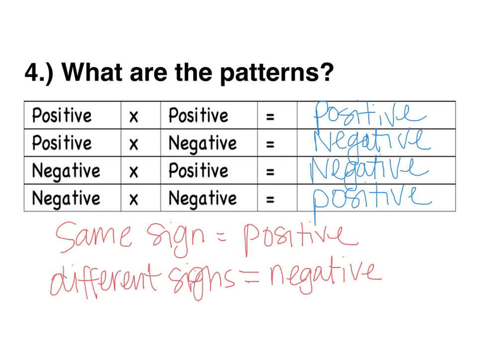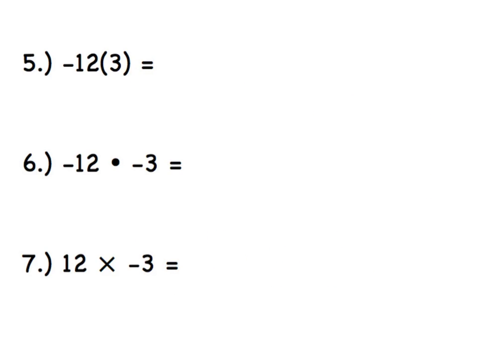So a pattern that might be helpful to notice is that if you're multiplying the same sign, so in this case positive times positive and negative times negative, then the answer will be positive. But if you're multiplying two different signs, then the answer will be negative. So that can be helpful whenever you're multiplying two numbers. All right, go ahead and pause the video, try these 3 examples, then we'll go over the answers together.